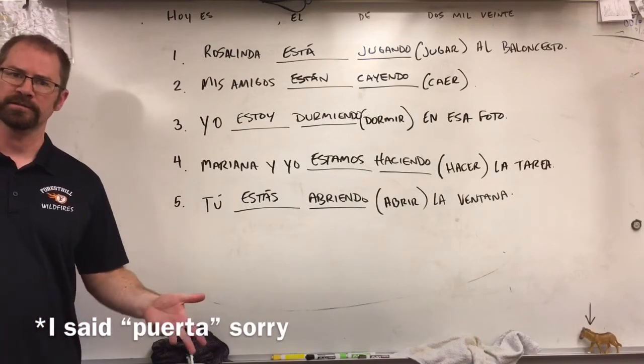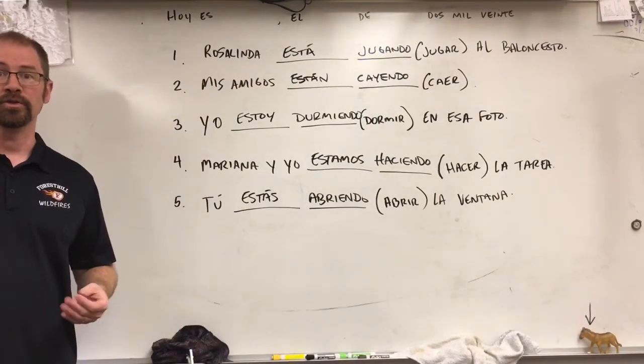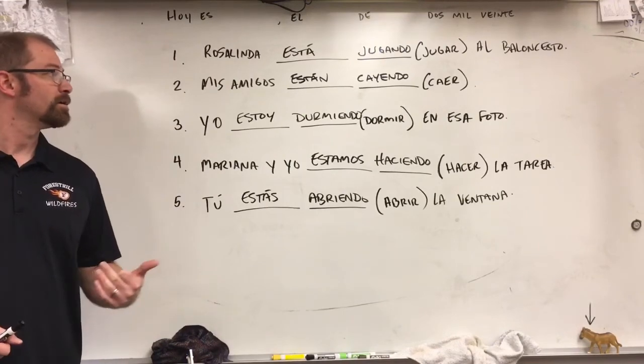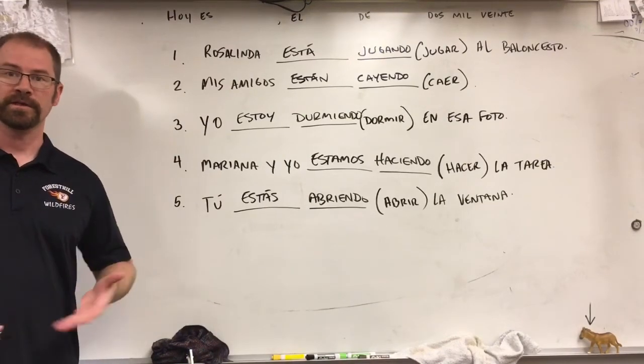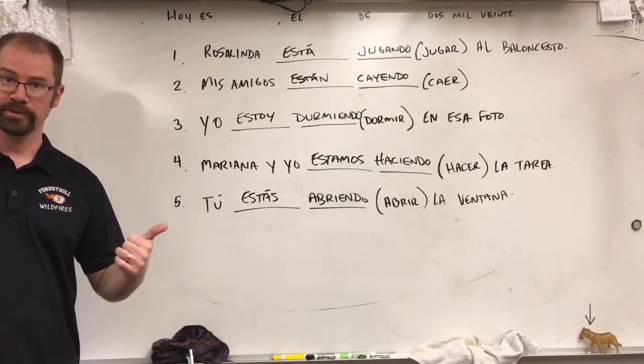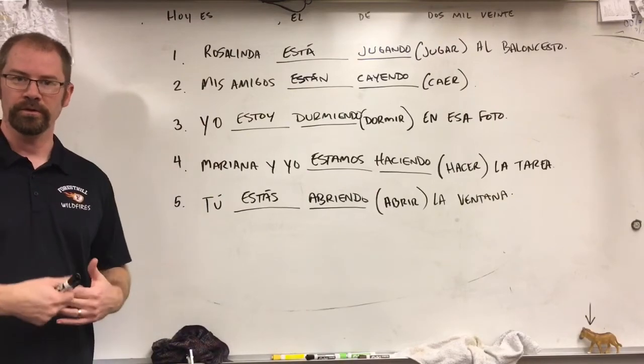I forgot to tell you what the other sentences mean if you weren't sure. 4, Mariana and I are doing the homework. 3, I am sleeping in that picture. And I told you what number 2 is. Okay, so that's kind of the present progressive in a nutshell. It's what people are doing right now. Use estar in the present tense, followed by a verb in its ing form, the ando or yendo.